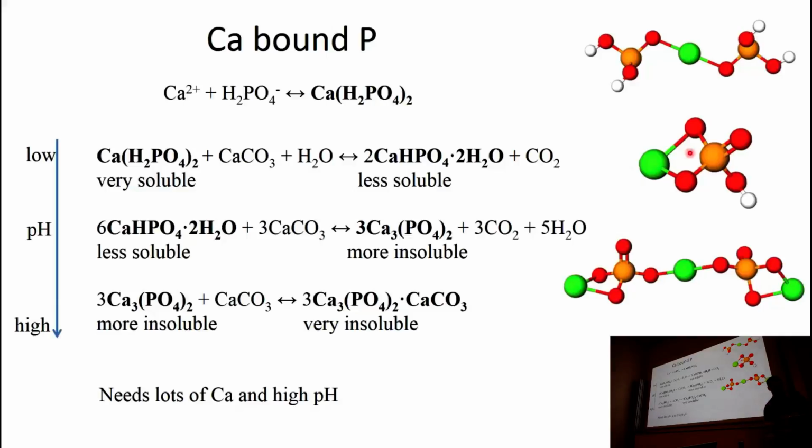Depending on the pH, as you go down in pH, you progressively react these calcium phosphates with either calcium carbonate or just calcium in solution, and they progressively form these different calcium minerals. So you start with this one, you go down to this one, this one, this one, this one.